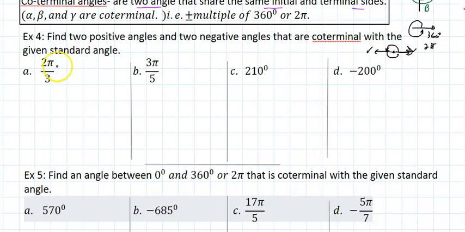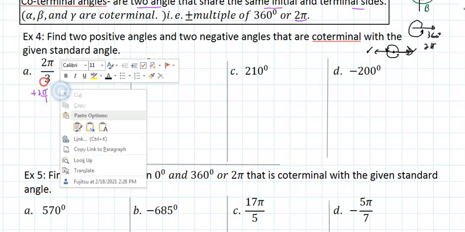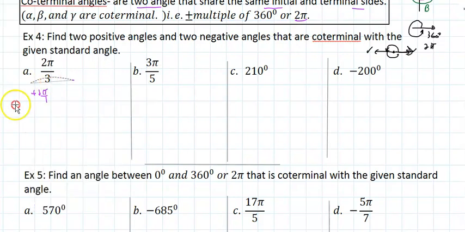So in this case, I have 2 pi over 3. If I start with radians, let's stick with radians. So I could add 2 pi to this. If I add 2 pi to this, what would that be? That's 2 pi over 1, right? So I could go this way actually.